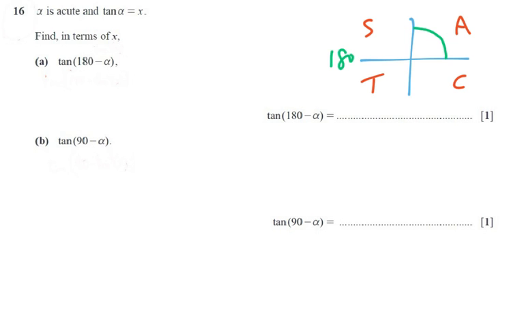Alpha is acute, so it's less than 90 degrees. It's definitely going to be in that quadrant. So if I subtracted alpha from 180, we end up about there, and we know it's in that quadrant. If alpha makes the same angle in every single quadrant, we can use that information. I know tan of alpha is plus x.